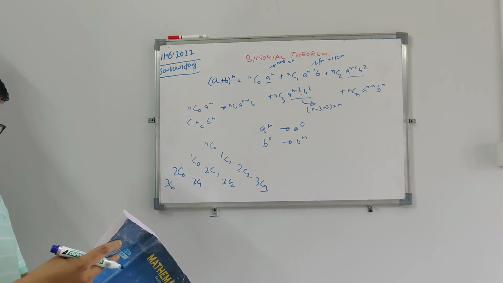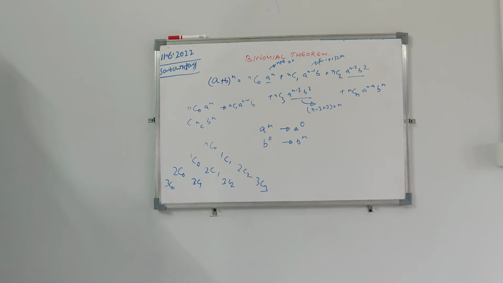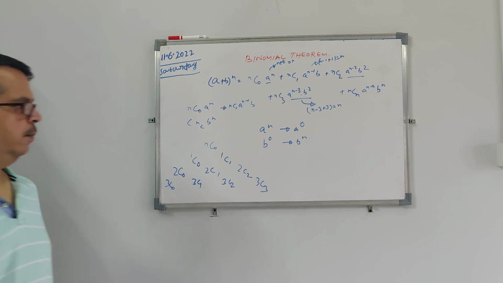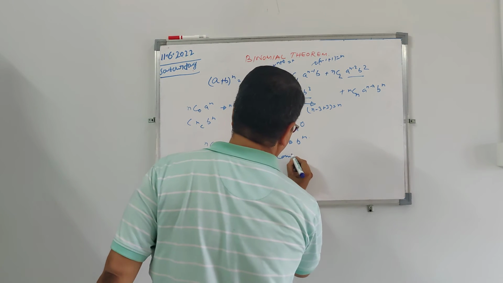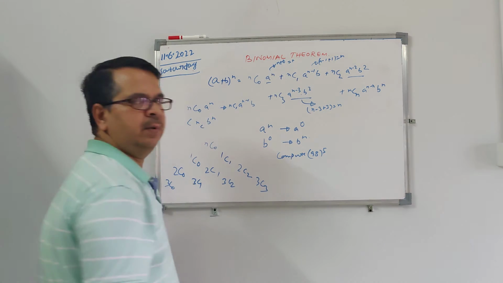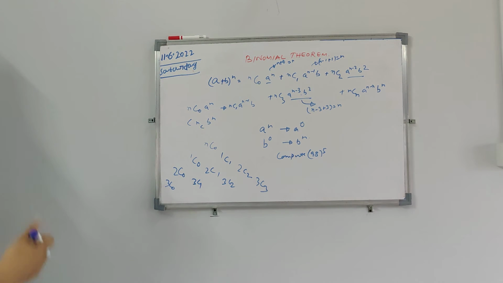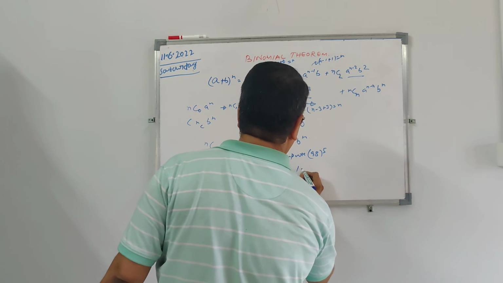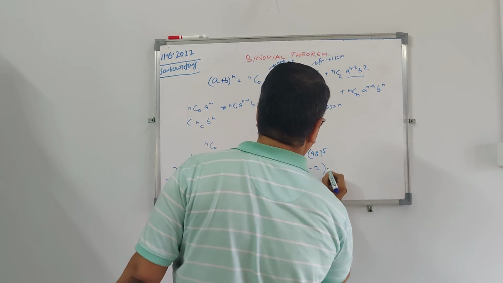Okay, suppose they have asked you to compute 98 to the power 5. You can use the binomial theorem here, because it is not easy to do by hand or from memory. So it will become (100 minus 2) to the power 5.